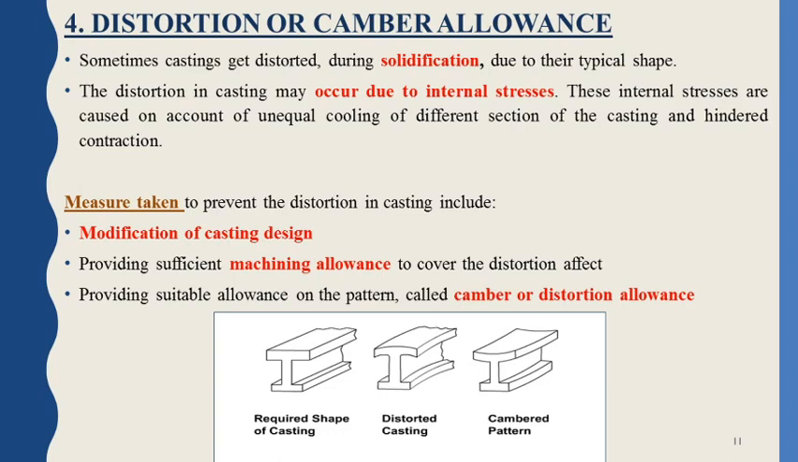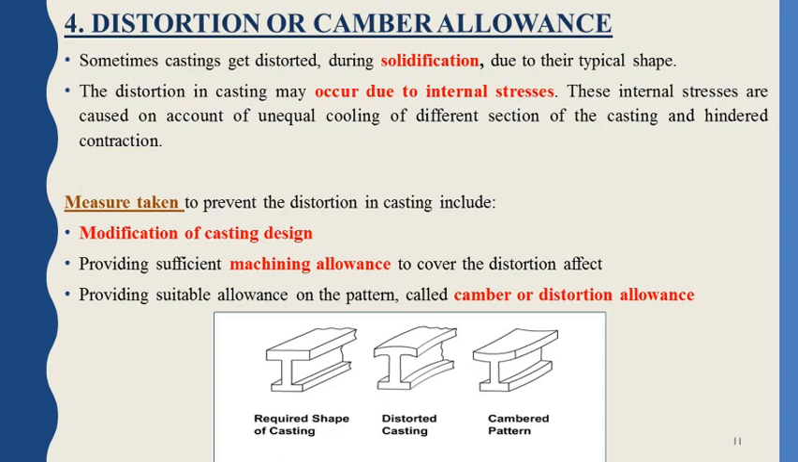So in that case, if this distortion or camber is unavoidable, we will create a pattern which has the opposite shape of the distorted casting, or the distorted casting's negative shape. So if you are making a casting pattern as given in figure 3, which is the cambered pattern, or what we say a distortion pattern, such an allowance if you are providing over the pattern and you are doing the casting, after the casting we will get the required shape as in figure 1.